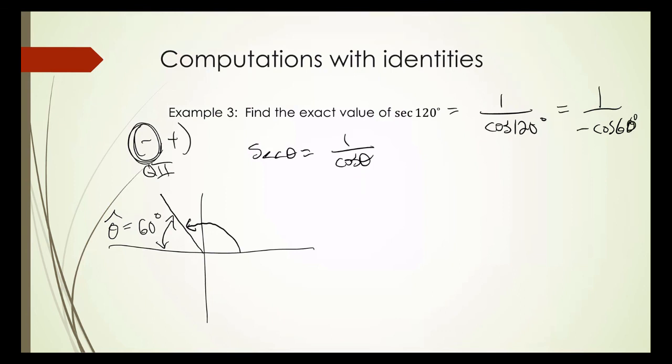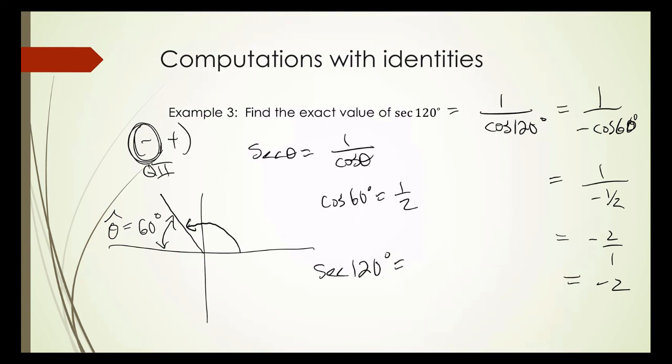All right, cosine of 60 degrees. So I have to remember what cosine of 60 degrees is. Cosine of 60 degrees is 1/2, but in quadrant 2, we have to remember that cosine of 120 degrees would be negative 1/2. Flip that over, you've got negative 2 over 1, or negative 2. So I can make my conclusion that secant of 120 degrees equals negative 2.